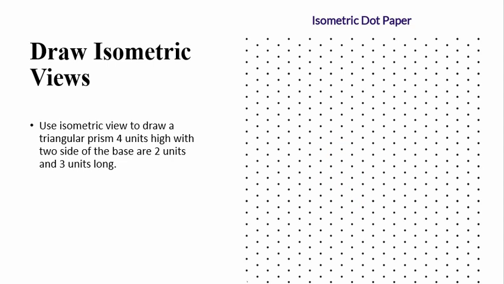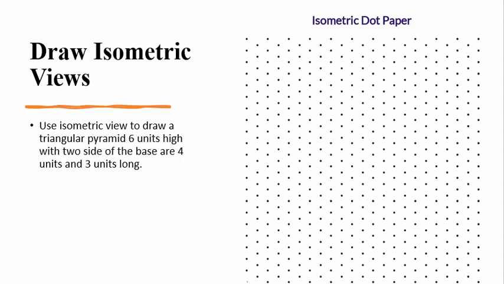Okay, one last I will try. We have a triangular pyramid. So how to draw the triangular pyramid now? Again in this one you have 6 units high, so 1, 2, 3, 4, 5, 6, and the two sides of the base are 4 units long and 3 units long. So let's take 1, 2, 3, 4, and 1, 2, 3.